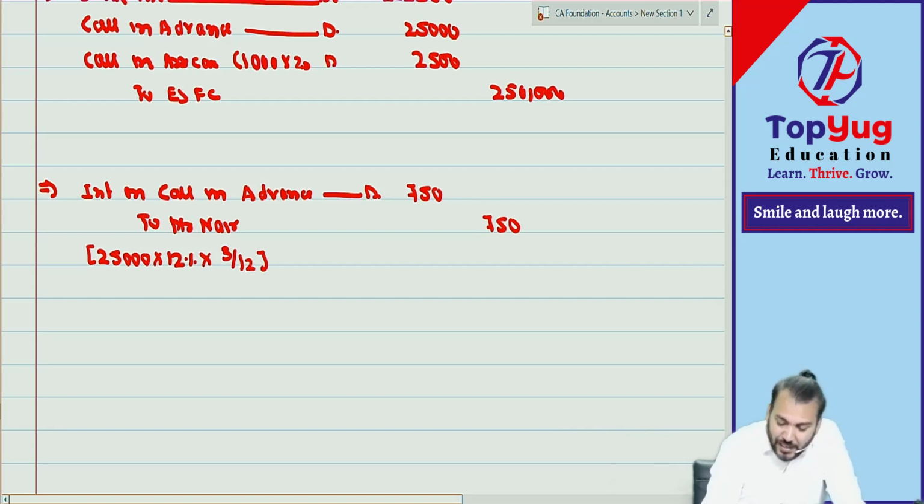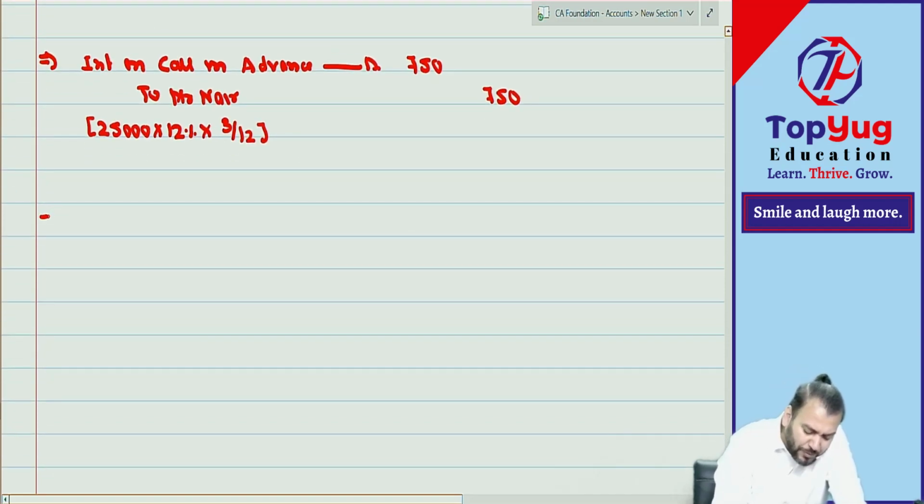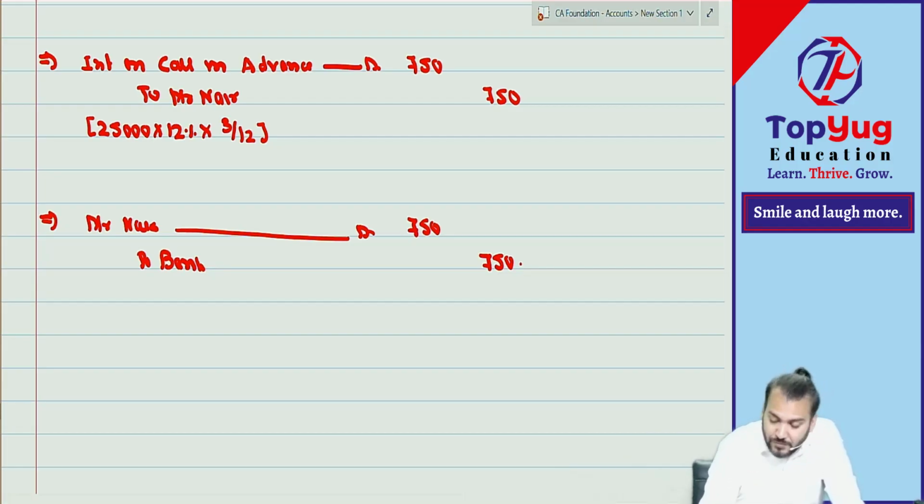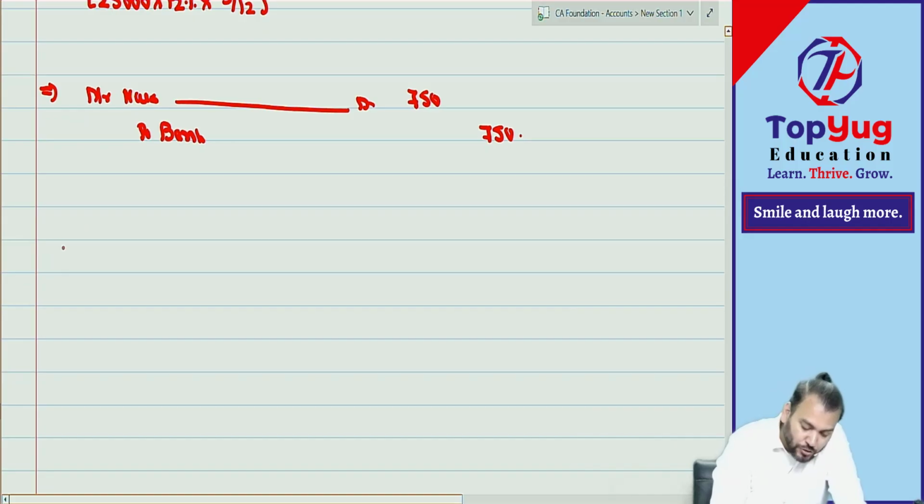Correct. Then you can pass one more journal entry. Mr. Nair to, let us clear this account. Mr. Nair to bank. Simple. 750. Now they have said the interest on calls was also paid after 2 months. 2 month gap. So we'll pass the first journal entry for interest.